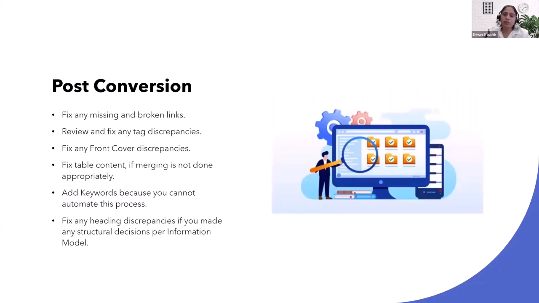Post-conversion. While you do the post-conversion cleanup, you need to take care of a lot of things, because though you can automate, you cannot automate everything. Fix any missing and broken links, review and fix any tag discrepancies, fix any front cover discrepancies if there, fix table content in case merging is not done properly, add keywords, because you cannot automate this process. You have to manually add keywords in each and every topic, fix any heading discrepancies if you made any structural decisions for the information model.